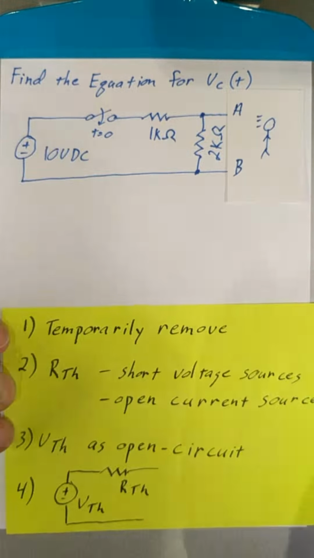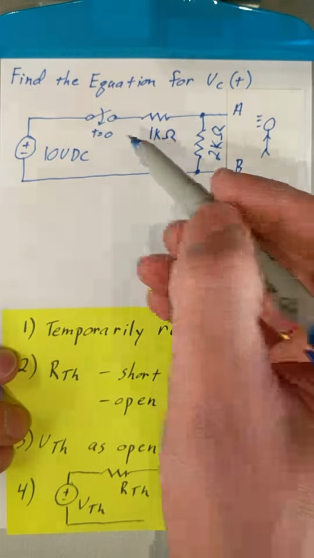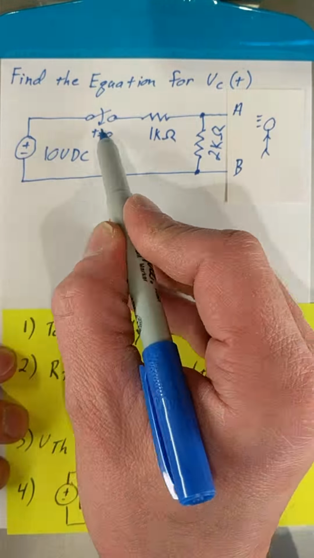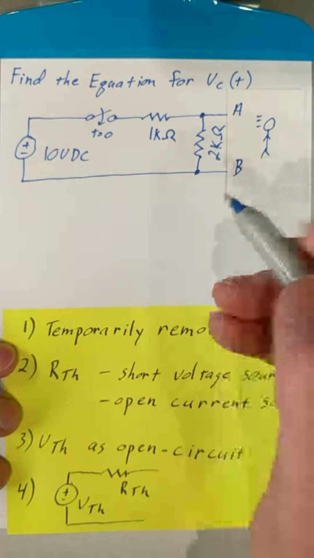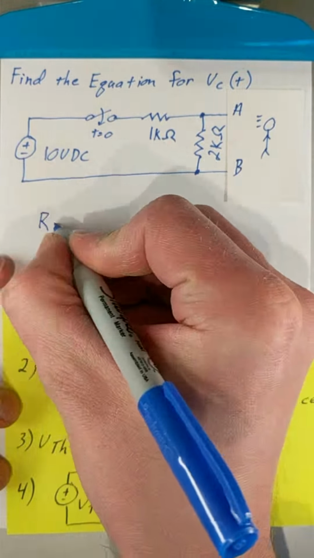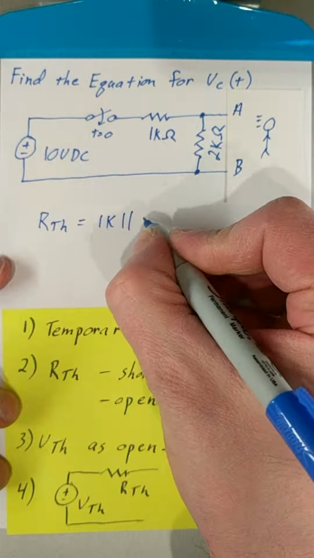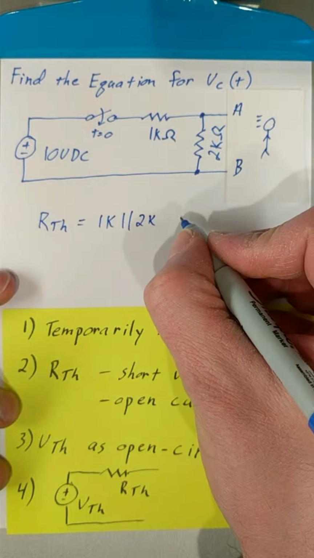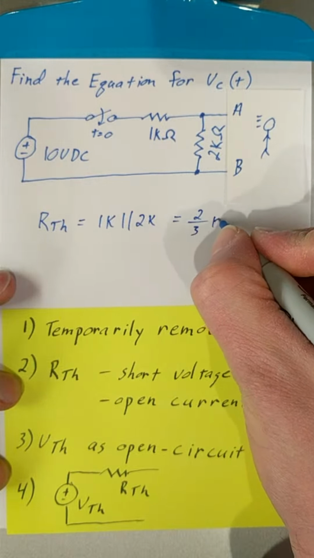Back to the steps for Thevenin. We've temporarily removed the capacitor. What we're going to do now is short the 10-volt power supply and have this switch closed. So we're going to have a 1K in parallel with a 2K. So R Thevenin is equal to 1K in parallel with 2K, and that is equal to 2/3 K ohm.